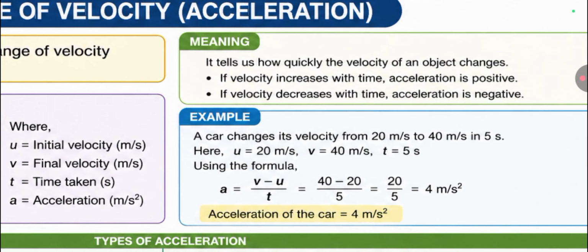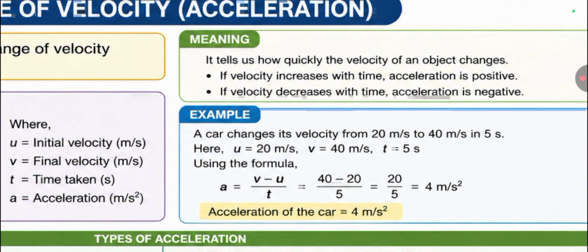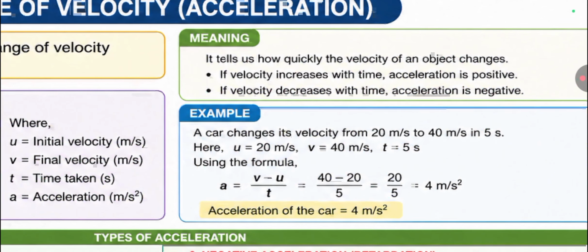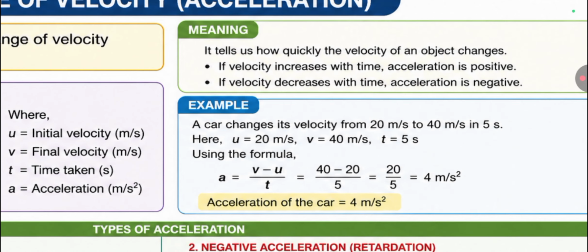If velocity increases with time, acceleration is positive. If velocity decreases with time, then acceleration is negative. For example, one example is here using the formula of acceleration.